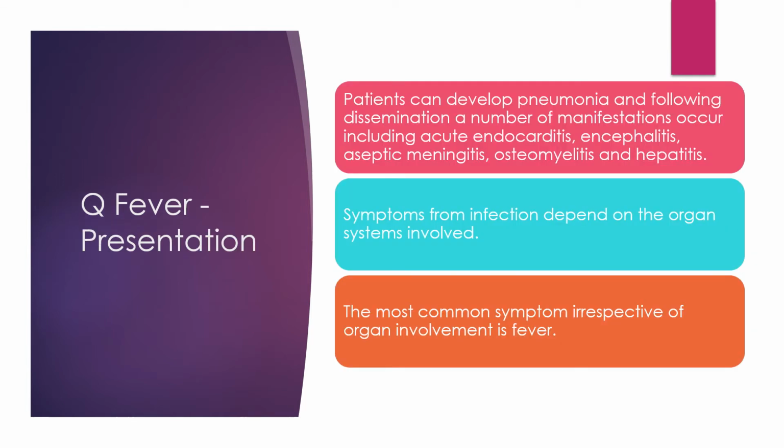As the organism initially enters through the lungs, pneumonia is typically the initial finding, and then subsequent manifestations depend on which site is involved, but can involve acute endocarditis, encephalitis, aseptic meningitis, osteomyelitis, or hepatitis. And symptoms, like I said, depend on the organ system involved. And the common symptom, irrespective of which organ system involved, is fever.